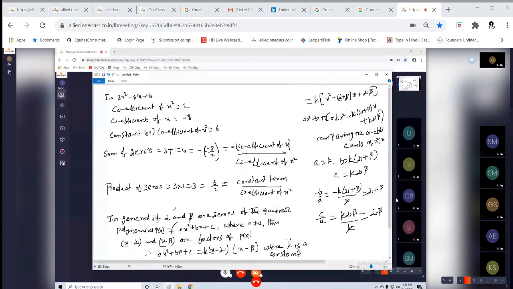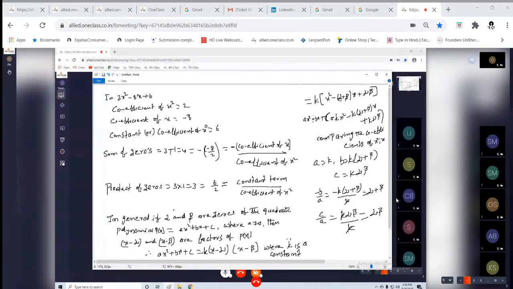You have understood this one. So no problem. This is a general method I have taken. If you take alpha, beta as zeros, then these two will be factors. Again, if you compare, a is equal to k, b is equal to this one, c. I have taken minus b by a.